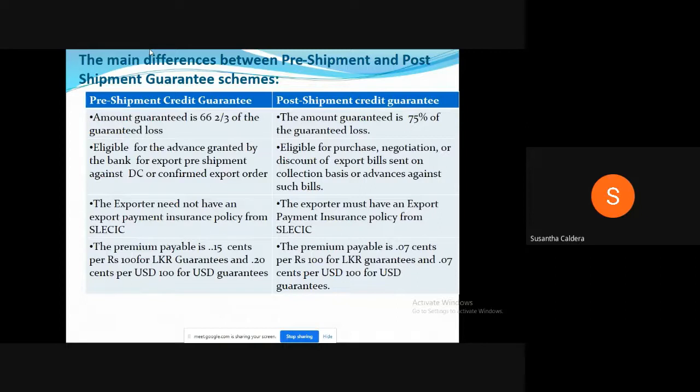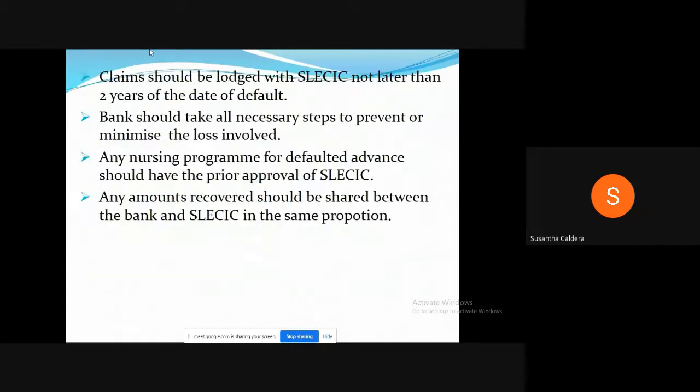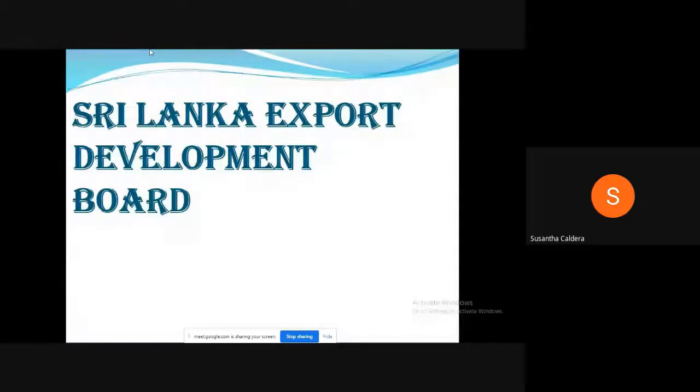Let's see. The premium payable is 0.07, whereas if it is pre-shipment, it is 0.15 cents. Here, 0.07. Right? Okay. Main similarities between the two schemes, you can read.